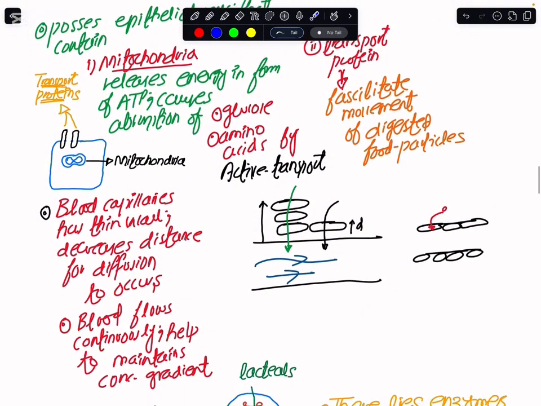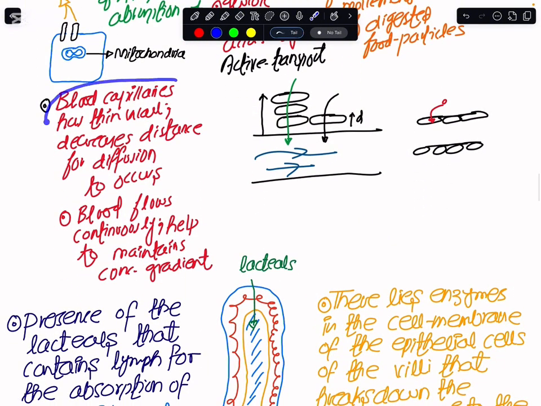The other point is that we have blood capillaries in the villi, and their walls are one cell thick, like you see, they're one cell thick. So this decreases the distance for diffusion. If these blood capillaries had multiple cells in their wall, then it would increase the distance, and the movement of the particles into the blood would become difficult. That is why we say that the blood capillaries in the villi have a thin wall, and these thin walls decrease the distance for diffusion.